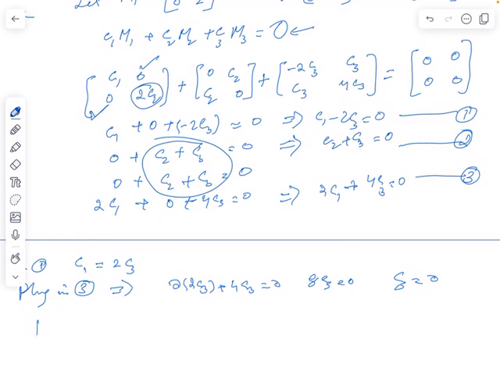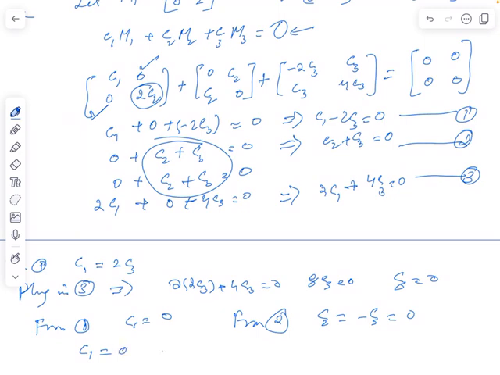So now from 1, C1 is equal to 0, and from 2, C2 is equal to negative C3, so that is equal to 0. So what we ended up getting is C1 is equal to 0, C2 is equal to 0, and C3 is equal to 0. Hence, we say that the matrices M1, M2, M3 are linearly independent.